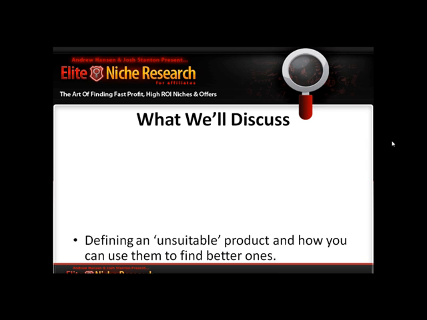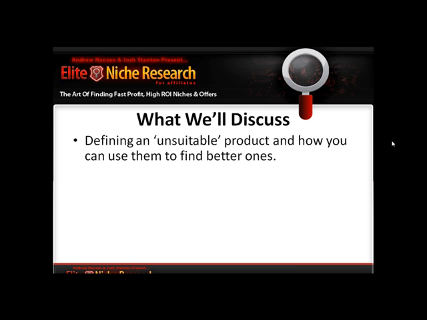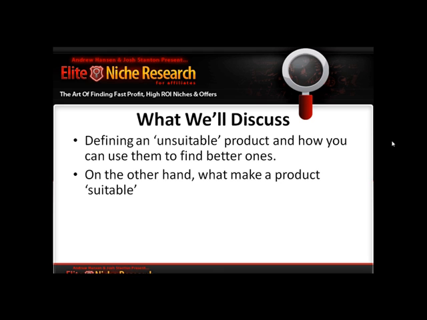First of all, what we're going to discuss: defining an unsuitable product and how you can use them to find better ones. So an unsuitable product is something like you found a product name which has good search volume and low competition. However, it might not have an affiliate program, or it has an affiliate program but it has poor search traffic, and also with competition as well. So what you can actually do is use those product names to find other products or competitive products which might be suitable for affiliate marketing, and that's the next point.